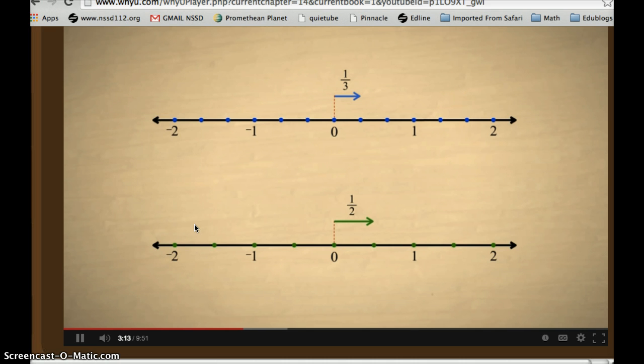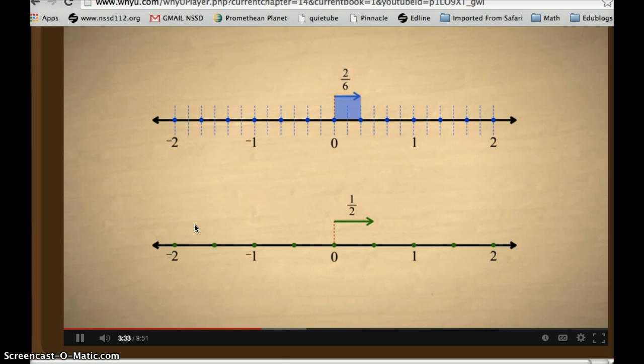For instance, in this example, we can split each division on the top number line in half. Each unit length on the top line will then be divided into 6 equal pieces, and the fraction 1/3 will be represented by 2 of these divisions, or 2/6.